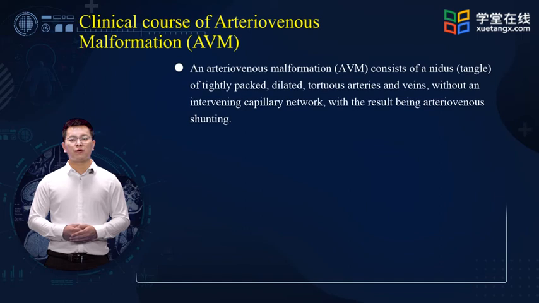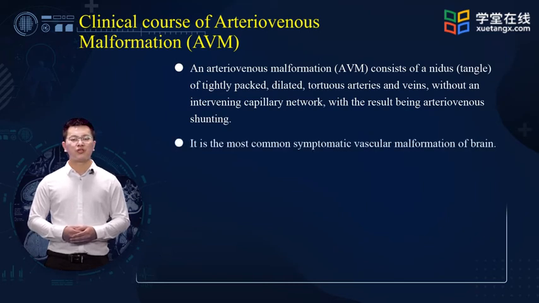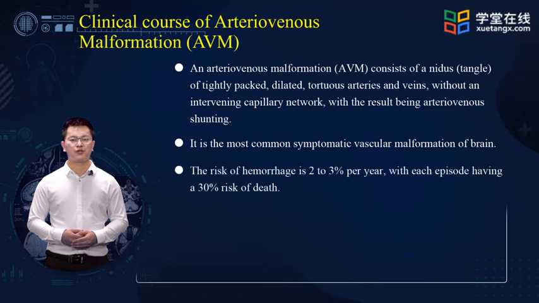An arteriovenous malformation, AVM, consists of a nidus of tightly packed dilated tortuous arteries and veins without an intervening capillary network, with the result being arteriovenous shunting. It is the most common symptomatic vascular malformation of the brain. The risk of hemorrhage is 2 to 3% per year, with each episode having a 30% risk of death.